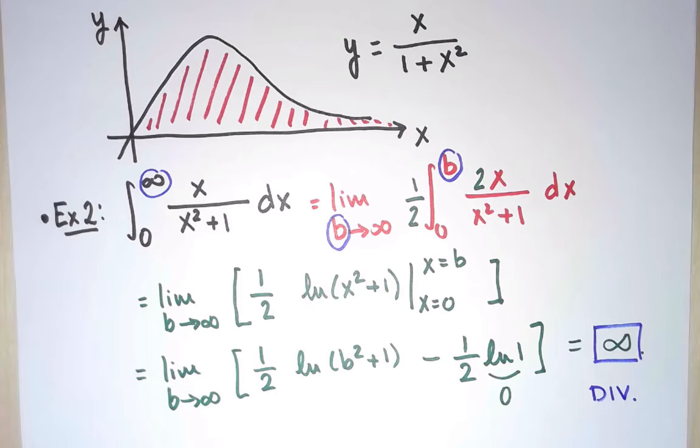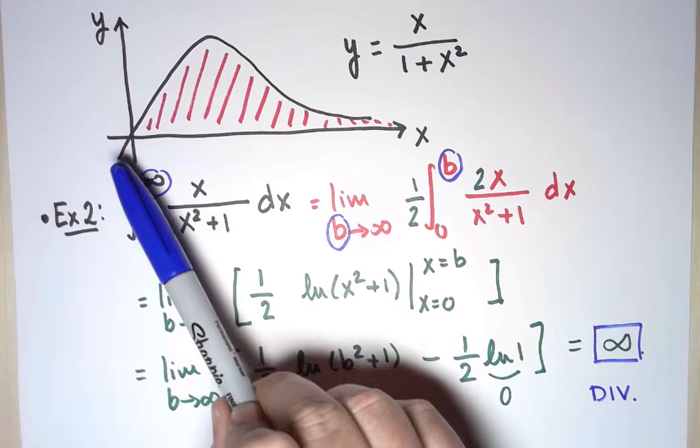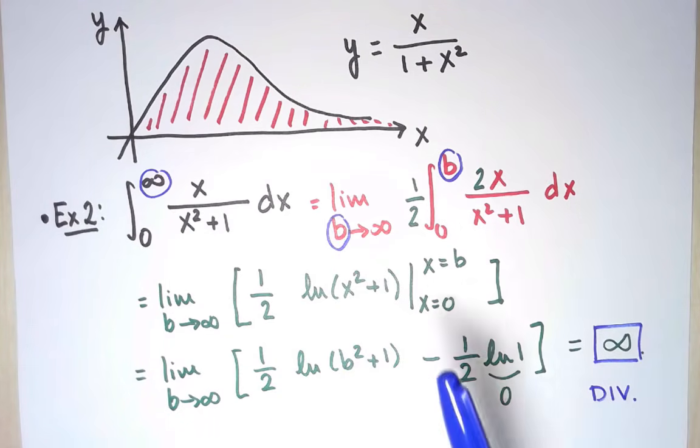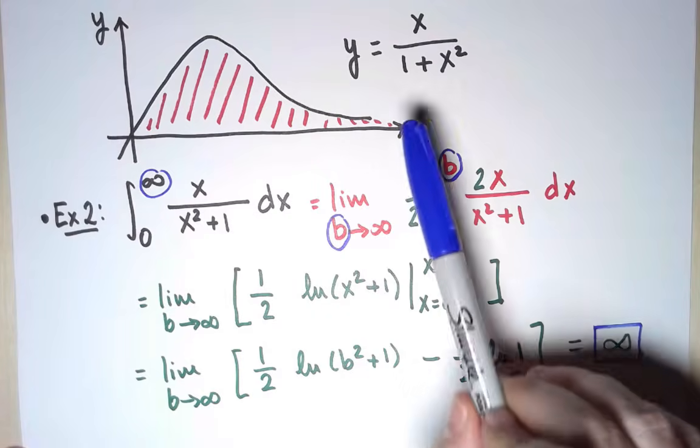It's peculiar that the function looks very similar to the one in the first example, but in the first example, we saw that the area under the curve going all the way to infinity was finite, was a number, pi over 2. In the second example, the area happens to be infinite.